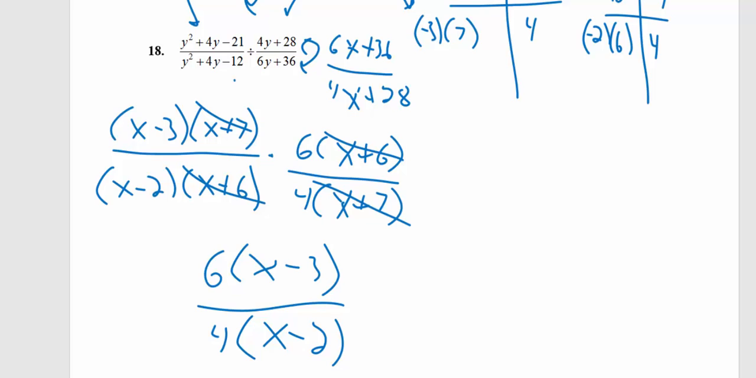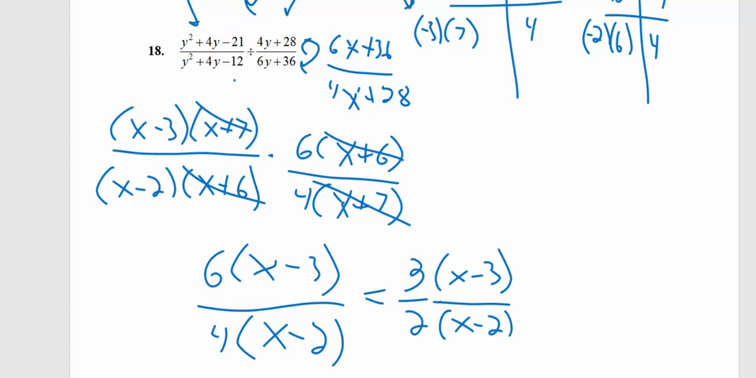So the 6 and the 4 can reduce to, I guess, if we divide each piece by 2, you'd have 3 halves, x minus 3, x minus 2. Now, again, I made a mistake. I used x instead of y. So if you wanted to stay consistent with the y's that they use, you could write 3 times y minus 3 over 2 times y minus 2.